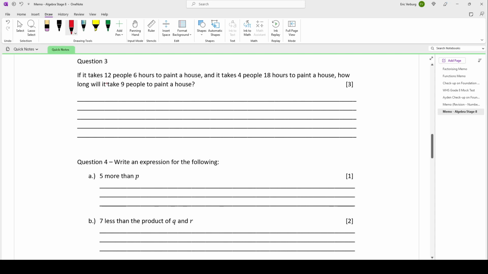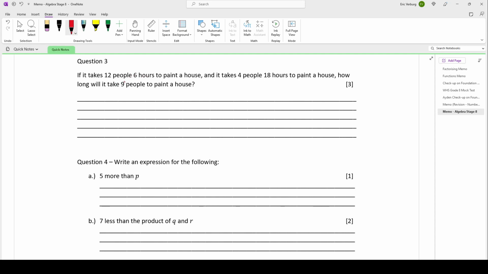Okay, next up we've got question 3. So if it takes 12 people 6 hours to paint a house, and it takes 4 people 18 hours to paint a house, how long will it take 9 people to paint a house? Okay, so for this, we can see it's a proportion question. It has to do with the proportion of people to hours.